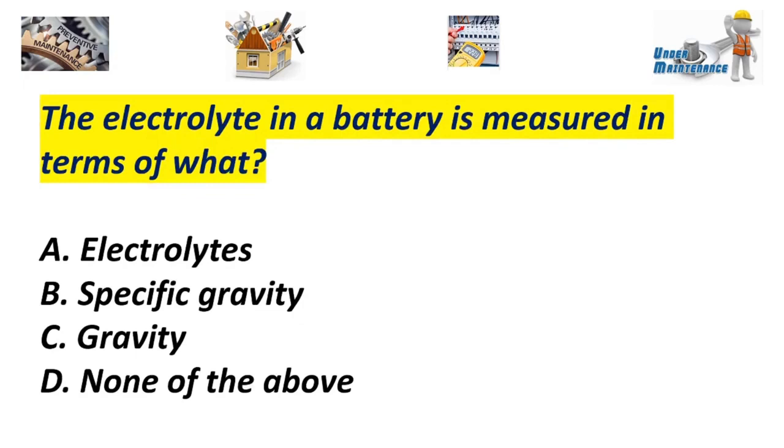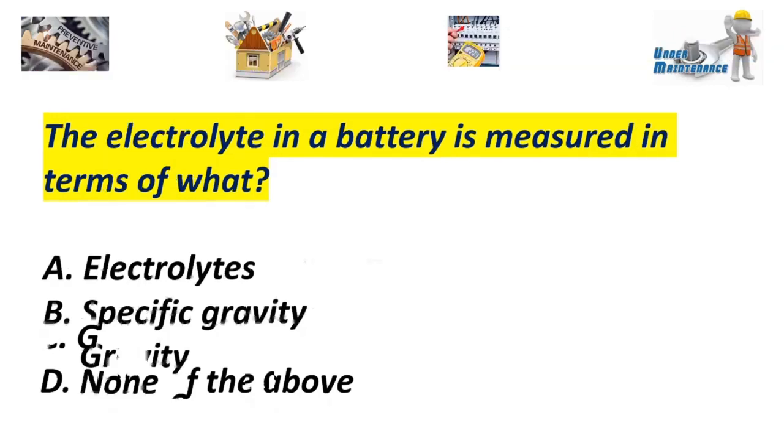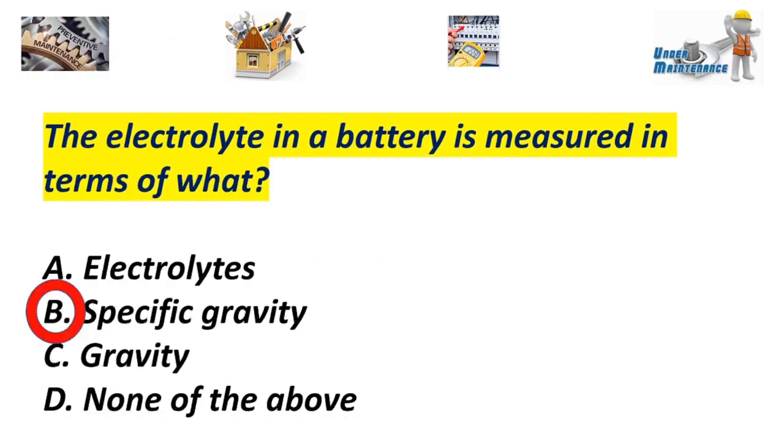The electrolyte in a battery is measured in terms of what? A. Electrolytes. B. Specific gravity. C. Gravity. D. None of the above. Answer B. Specific gravity.